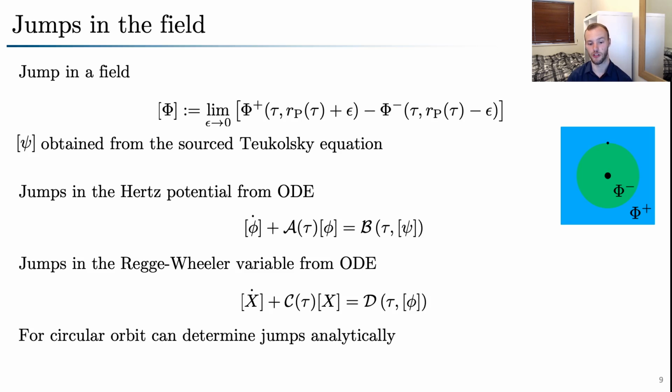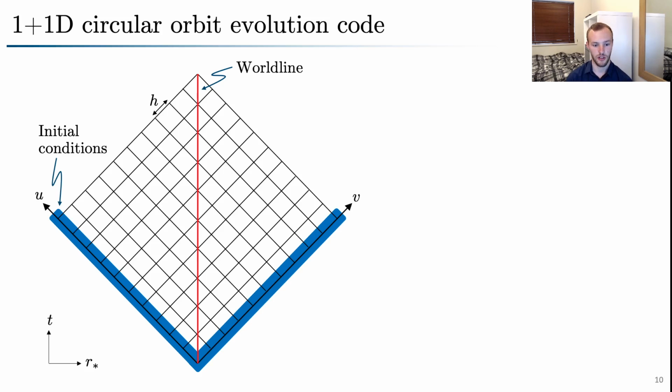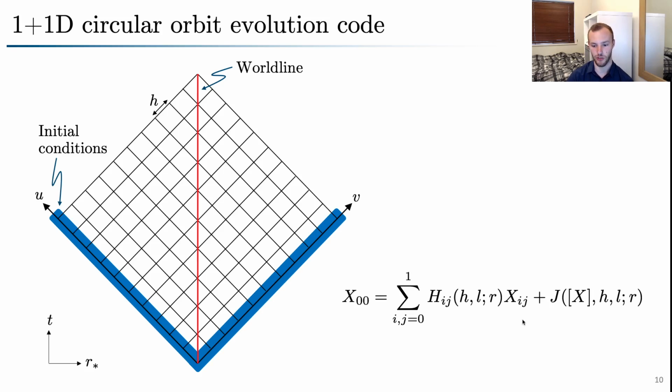And for the circular orbit, we can determine these jumps analytically. So let's have a look at that case. So we now have a different finite difference scheme because we now have a world line that goes vertically through the domain. And this changes the scheme as we have the original vacuum part before, which is unchanged, but we also have these j functions which apply to points near this world line due to the fact that on one side of the world line you're solving for one field and on the other side the other, and the scheme needs to take account of this, which is why it depends on the jumps in the field.